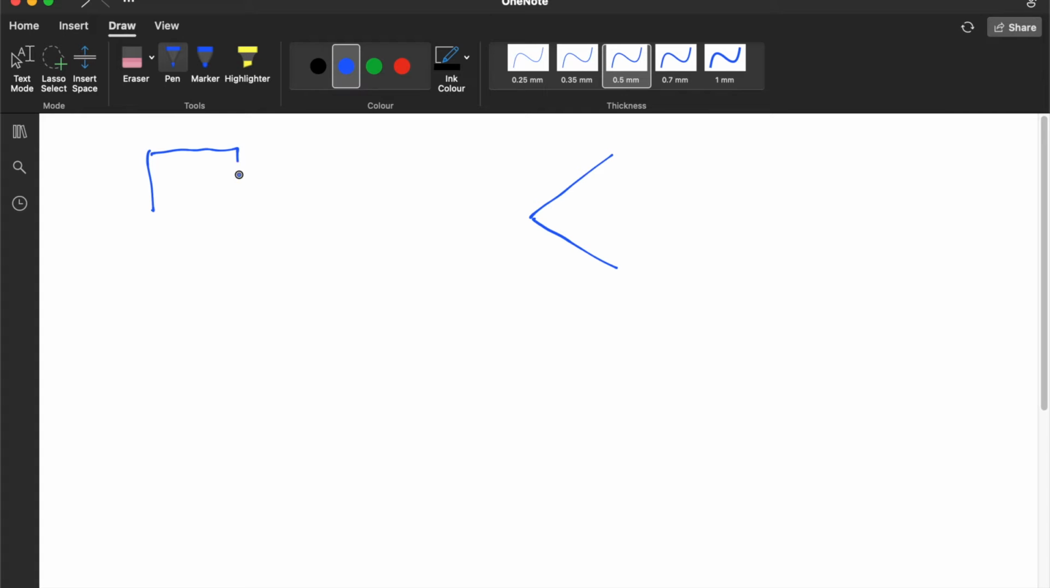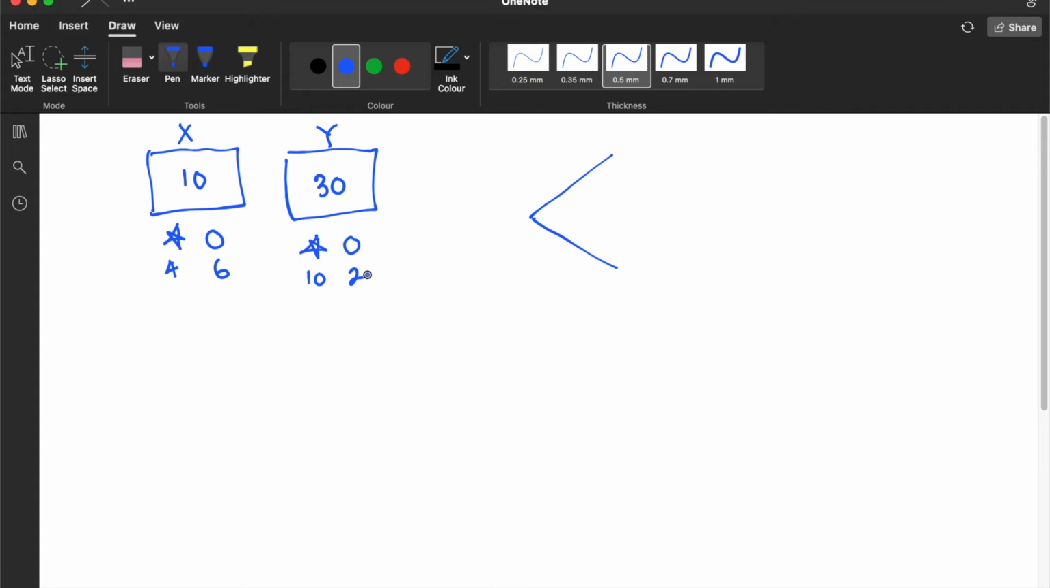Let's say there are two boxes, box X and box Y, and they contain some shapes, stars and circles for both of them. Box X contains 10 shapes, of which 4 are stars and 6 circles, whereas box Y contains 30 shapes, of which 10 are stars and the remainder 20 circles. So all in all, in total we have 40 shapes.